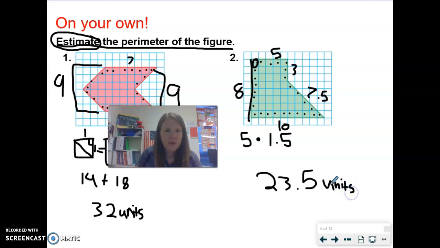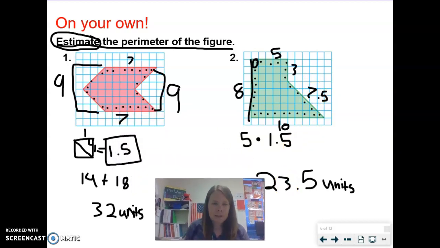Hopefully I did my math right. Correct me if I did it wrong. But I'll go back and double check. 8 and 10, that's 18. 18 and 5, 23, 26. Yep. Add in that 7.5. 23.5. Okay. Let's keep going.